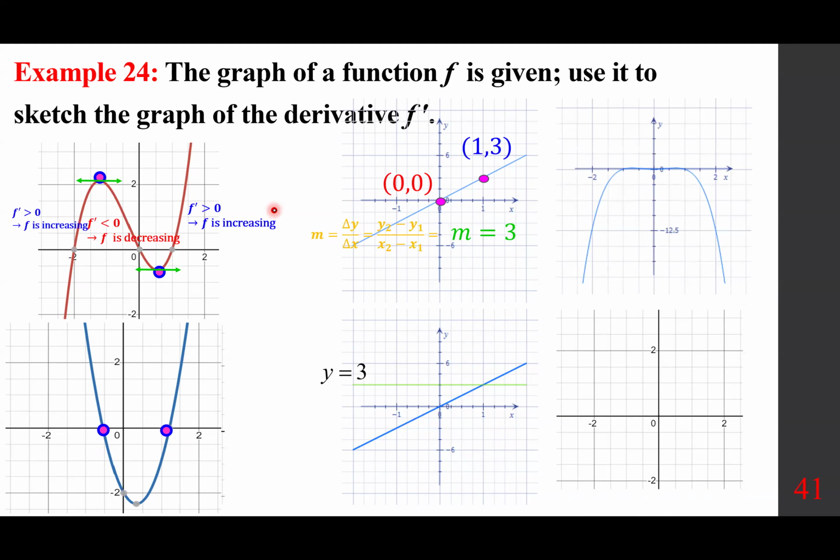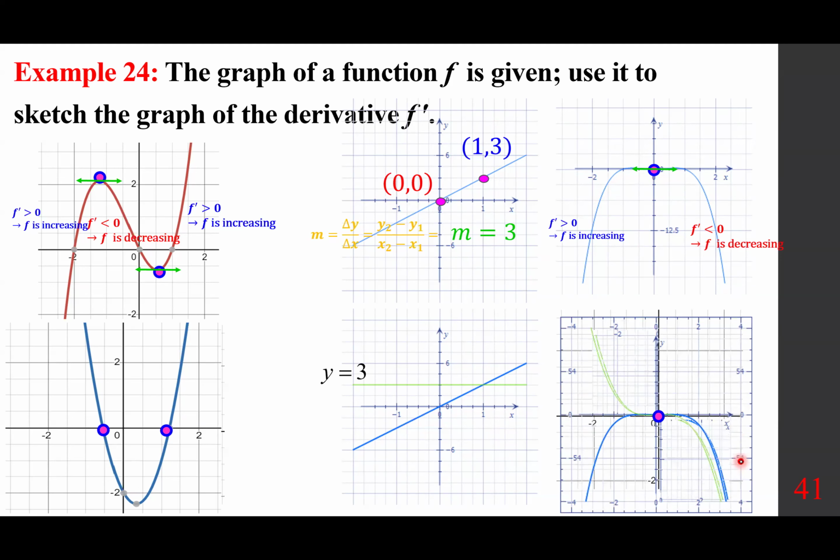What about this one? Again, let's go with this easy point. It corresponds to 0, 0. Clearly increasing. So to the left of this, above the x-axis. Decreasing means below the x-axis, and it looks like that.